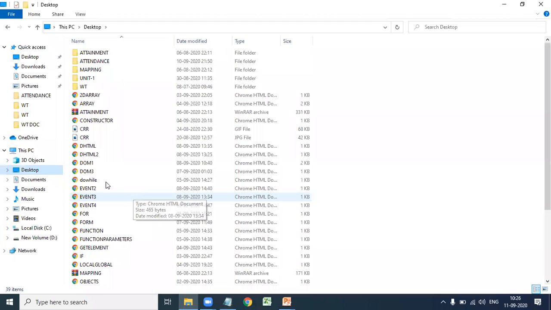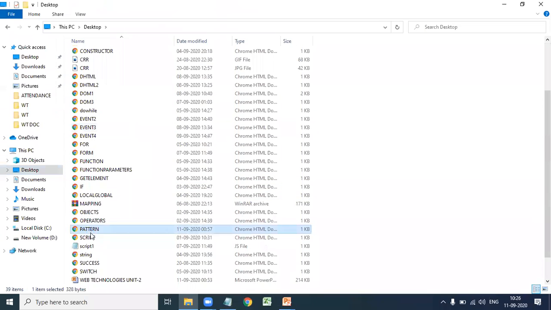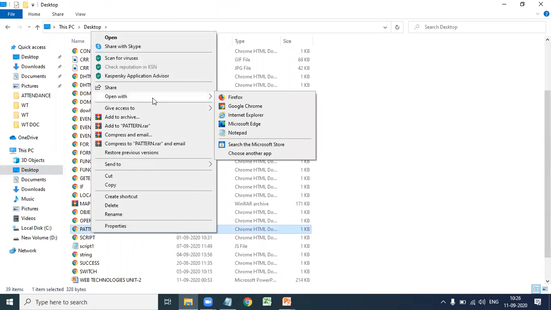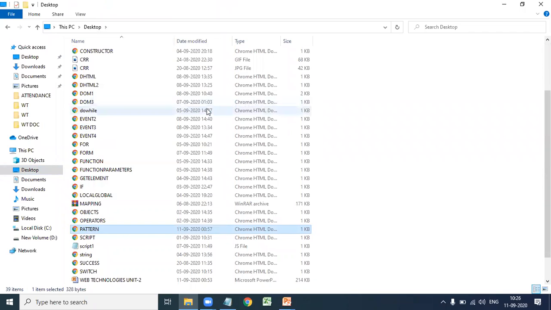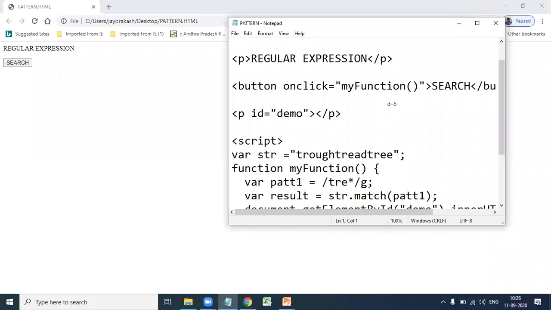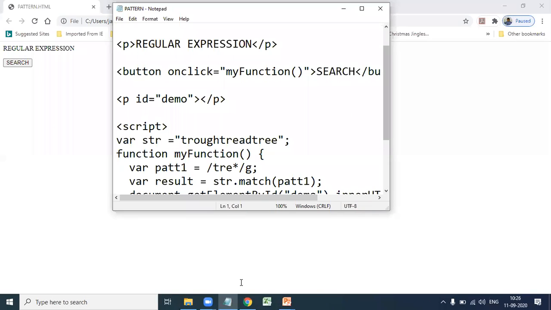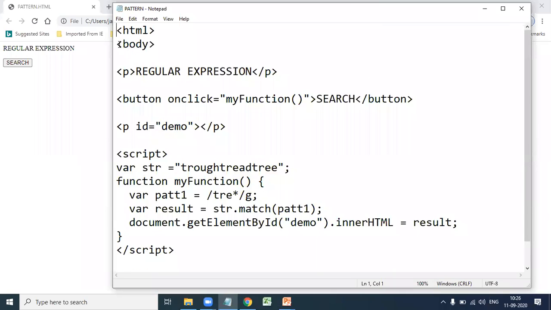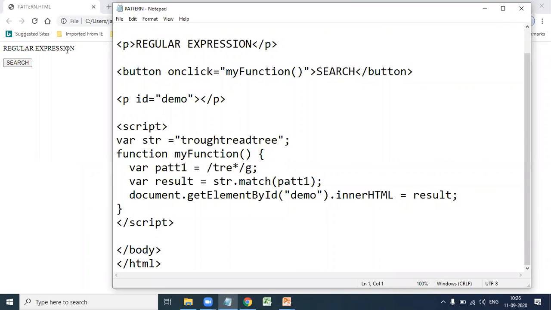Once again I repeat that regular expression in JavaScript is used for pattern matching. See here, first, in the body section we write a regular expression paragraph. Next I add one button, the search button. Next there is one paragraph with id equal to demo.